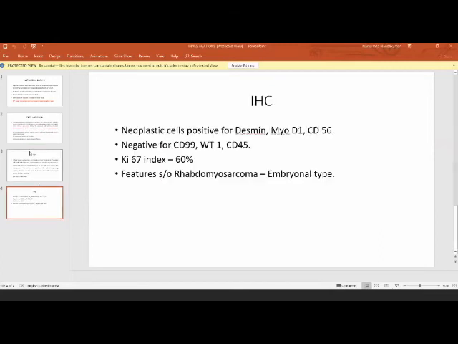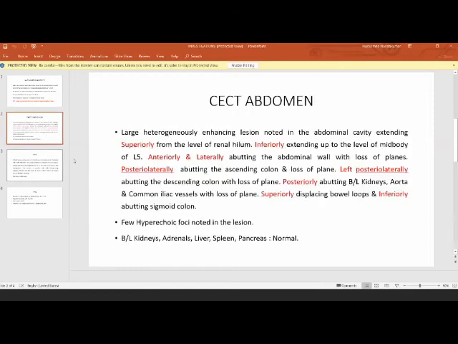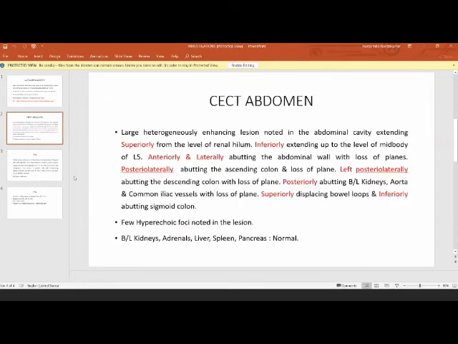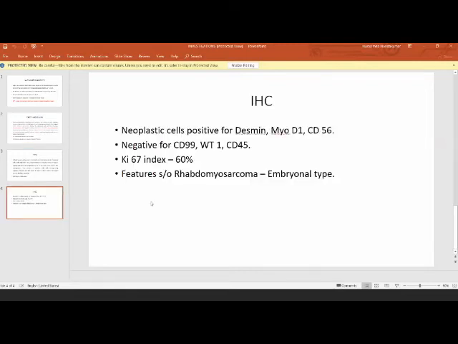I'll just tell you the FNAC report. First FNAC was done, which was showing just small round cell tumor. Then second FNAC was done, which shows tumor cells positive for desmin and negative for LCA, MYC2, synaptophysin, and chromogranin, and WT1 non-specific staining. After that, IHC has been done. IHC is showing positive for desmin, MyoD1, CD56, negative for CD99, WT1, CD45. Ki67 was 60%, and they went in favor of rhabdomyosarcoma embryonal type.